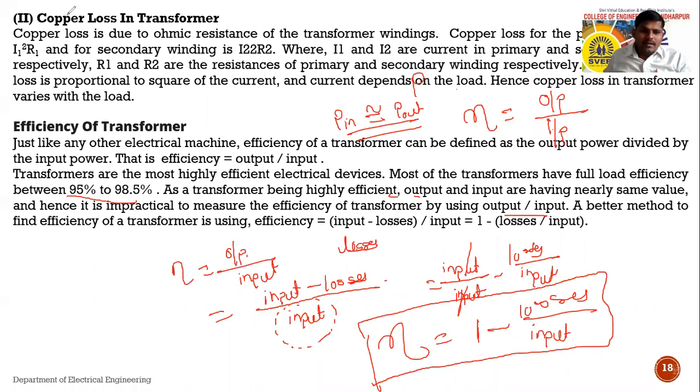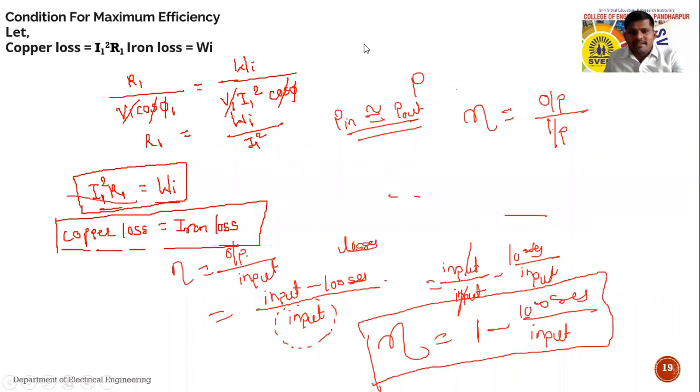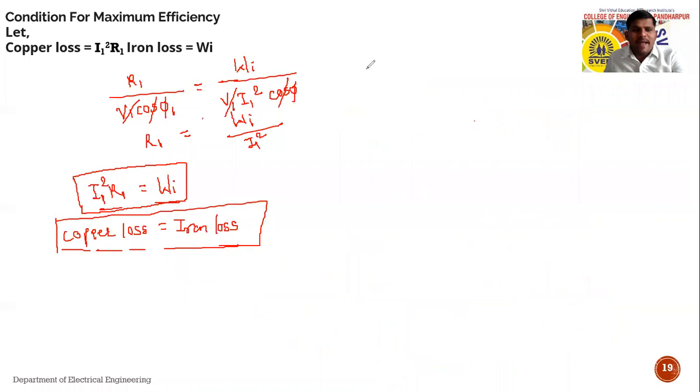Did you understand this equation? Yes, sir. From that equation we want to derive the condition for maximum efficiency. Now, from this equation, we want to derive the condition for maximum efficiency.